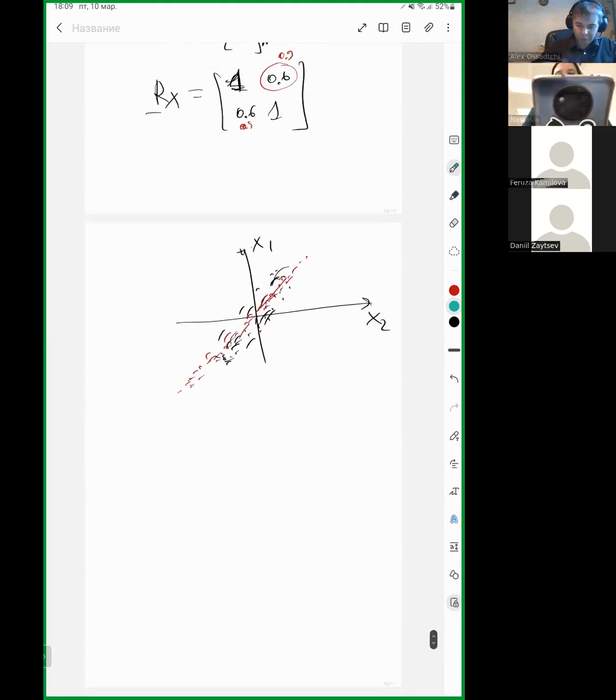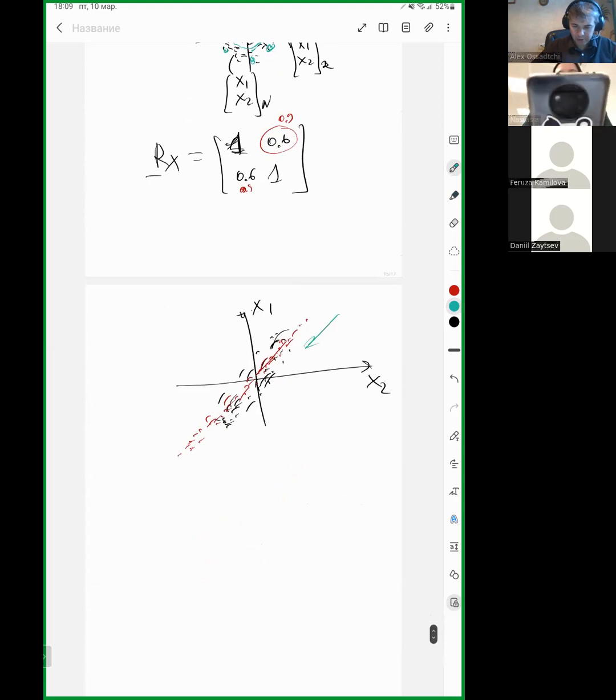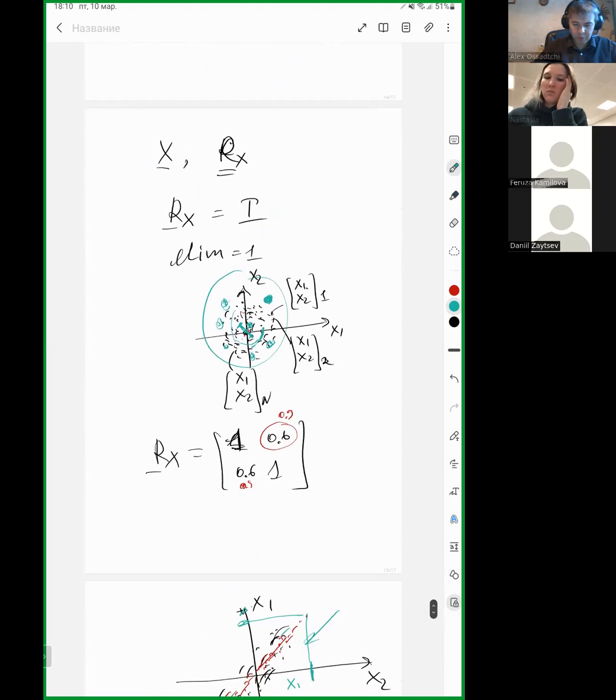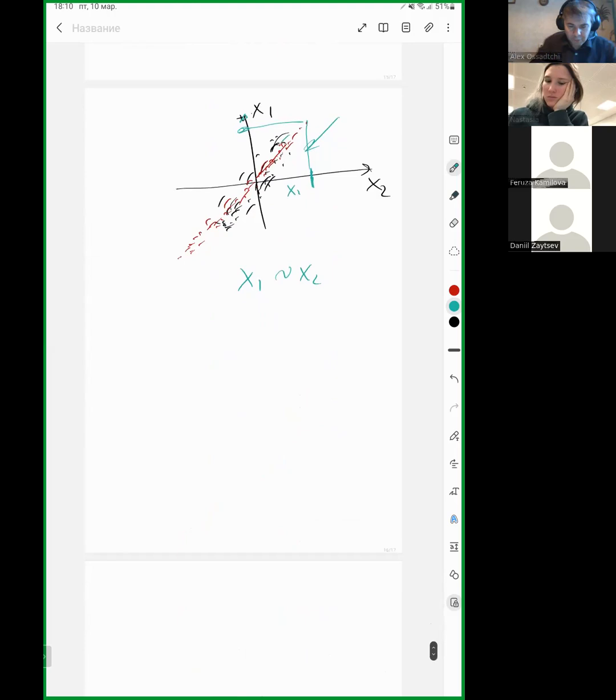If you have a distribution like this, where clearly x1 depends on x2, you can't say that x1 is independent of x2, because you can predict quite well from x2 where x1 will be. If x2 is here, then x1 is most likely somewhere around this guy. Compare this to the case where you can't predict anything from x1, because x2 can be anything. If your x1 is this, then x2 can take a range of values from here to here.